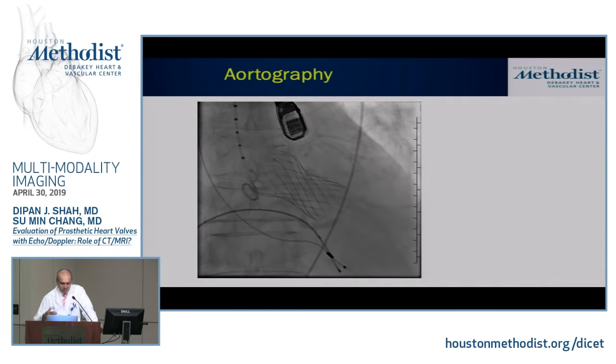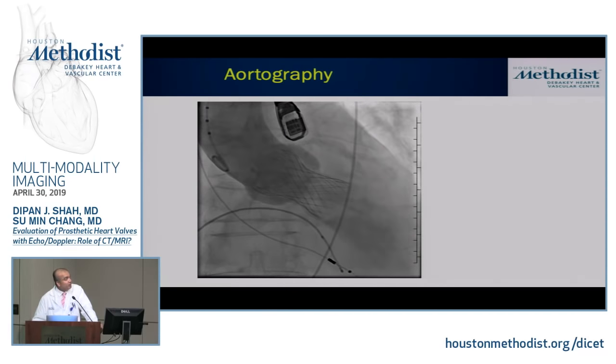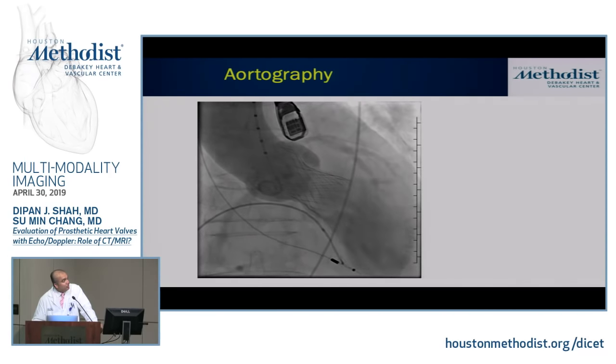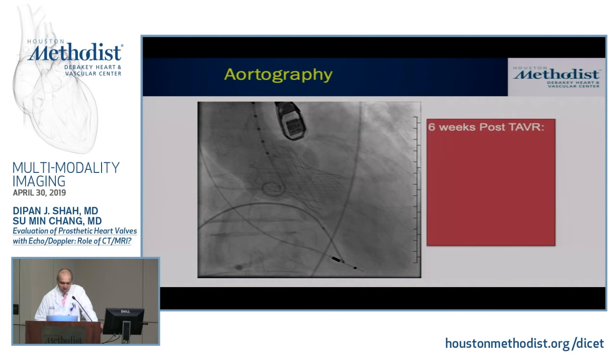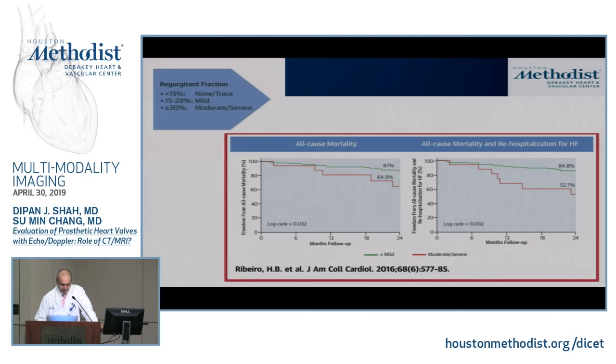This was a patient who had presented with heart failure symptoms, went on to the cath lab, and this was a confirmatory aortogram that shows, in fact, significant aortic regurgitation. This patient was at 6 weeks post-TAVR, went on to get a redo TAVR valve, and then clinically was doing quite well in follow-up.